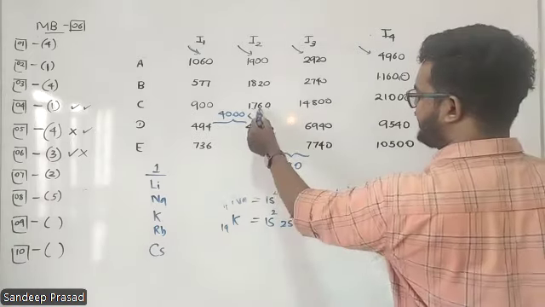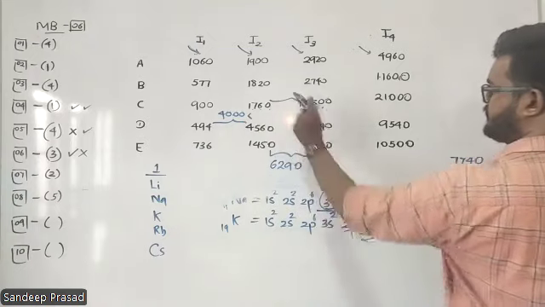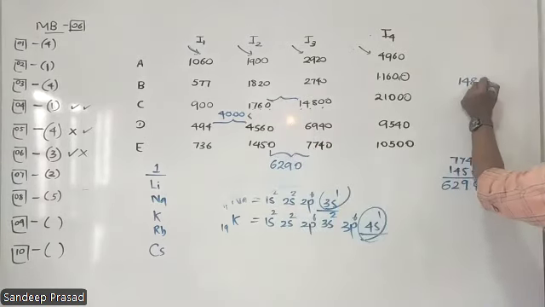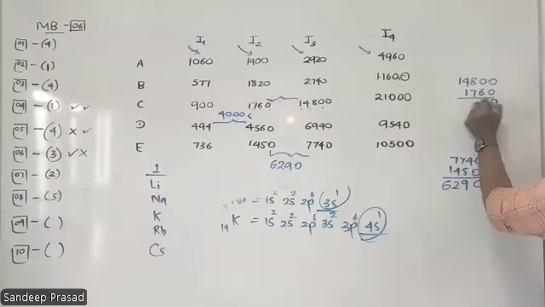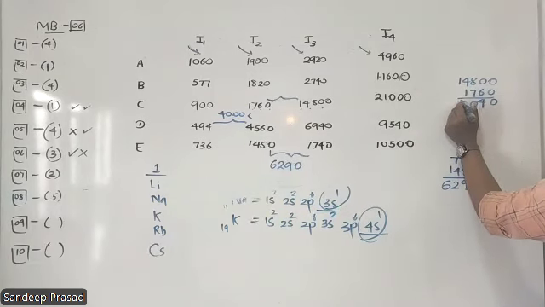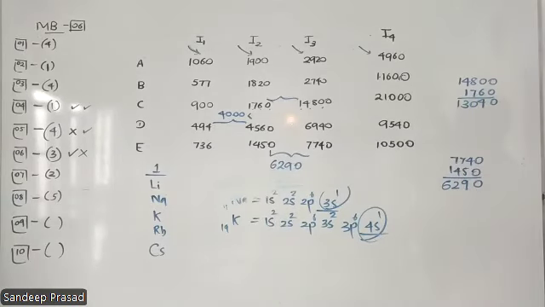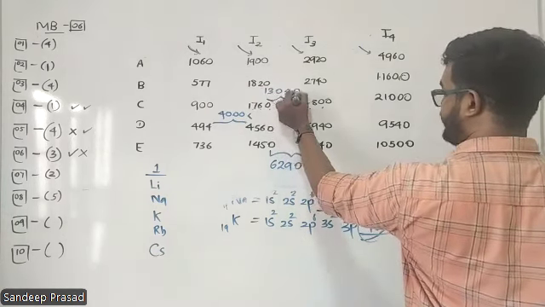Between 1,760 and 14,800. That means here, the gap is 14,800 minus 1,760. The gap is 13,040. So the gap is 13,040.